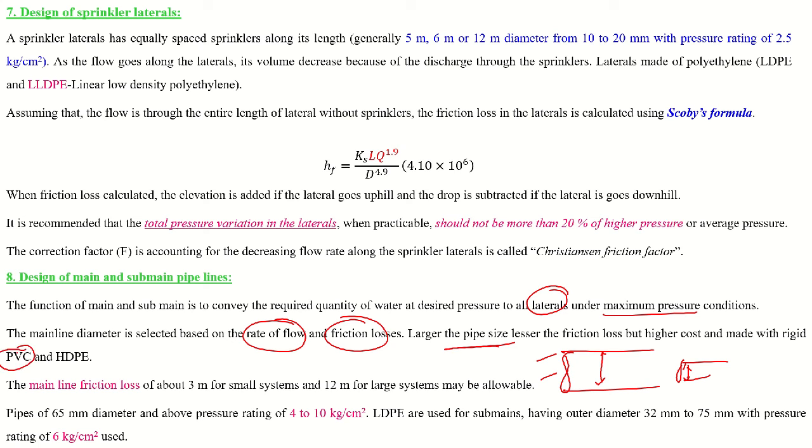This main pipe is made with PVC and HDPE. The friction loss in the main pipe for a small system and 12 meters for a large system is allowable. For a pipe having a 65 mm diameter, a pressure of 4 to 10 kg per centimeter square will be maintained for the mainline system. And sometimes the submain system is also made with LDPE having a diameter of 32 to 75 mm with a pressure of 6 kg per centimeter square.